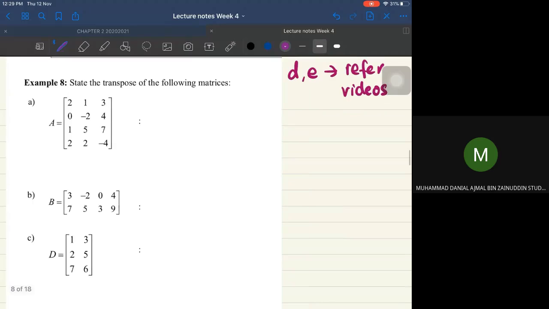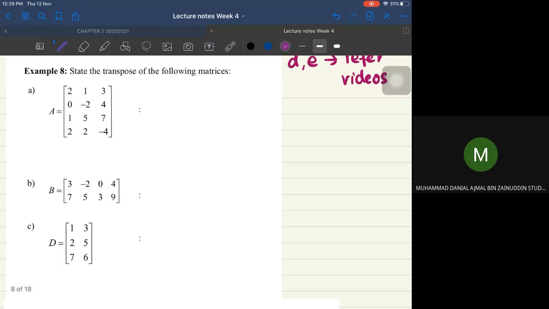Cuba buat yang ni sekejap. Example 8 ni. State the transpose of the following matrices. First, awak nak kena tahu dia transpose tu jadi berapa row, berapa column. Okay, ni cara yang mudah lah. You kena identify dulu the original matrix ni, what is the size of the matrix. So as for this one A, the size of the matrix is 4 by 3. Kalau transpose, dia akan jadi 3 by 4. So awak akan ada 3 row, awak akan ada 4 column. Try to get the matrix for A transpose, and also for B and C. Cuba buat sekejap.